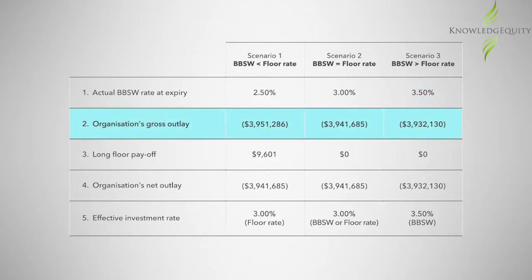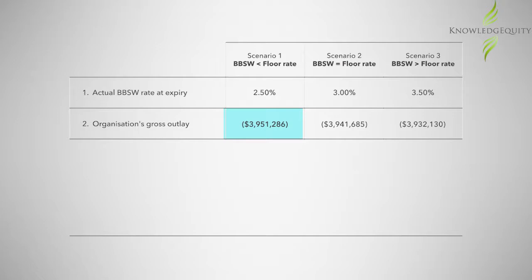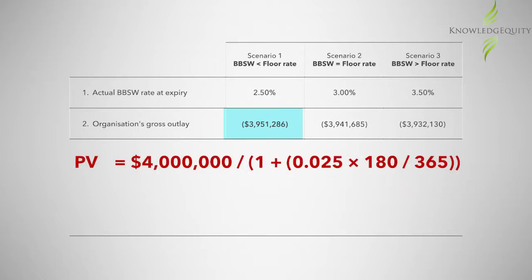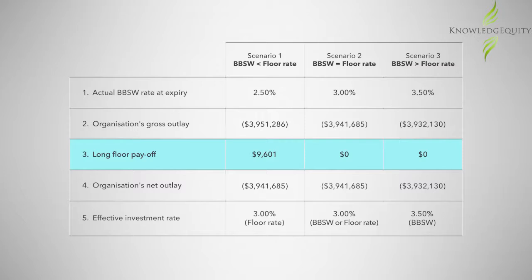Item 2 is the organization's gross outlay from investing in the money market discount security. The formula for calculating it is as follows. As an example, in scenario 1, the principal amount of $4 million, the actual BBSW of 2.5%, and the 180 days period are applied when calculating the present value of the gross outlay. This comes to $3,951,286.